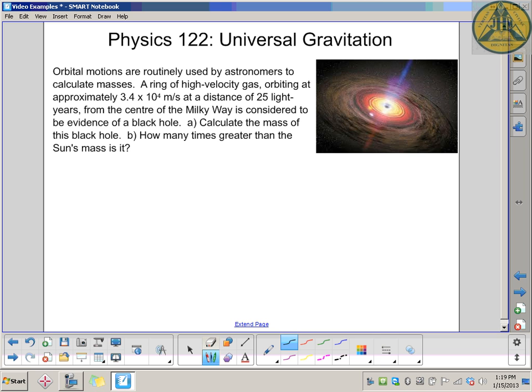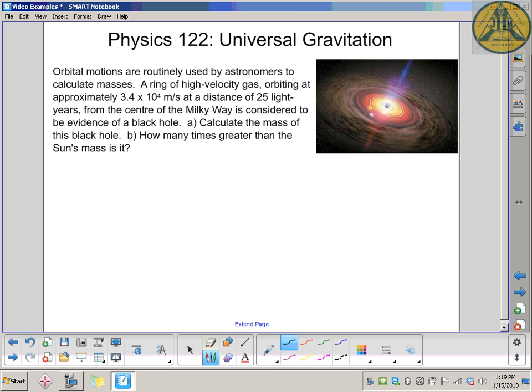Orbital motions are routinely used by astronomers to calculate masses. A ring of high velocity gas orbiting at approximately 3.4 times 10 to the 4 meters per second, at a distance of 25 light years from the center of the Milky Way, is considered to be evidence of a black hole. Calculate the mass of the black hole and then how many times greater than the sun's mass it is. If I remember my astronomy correctly, it should be about 1,000,000 times larger than the sun's mass.